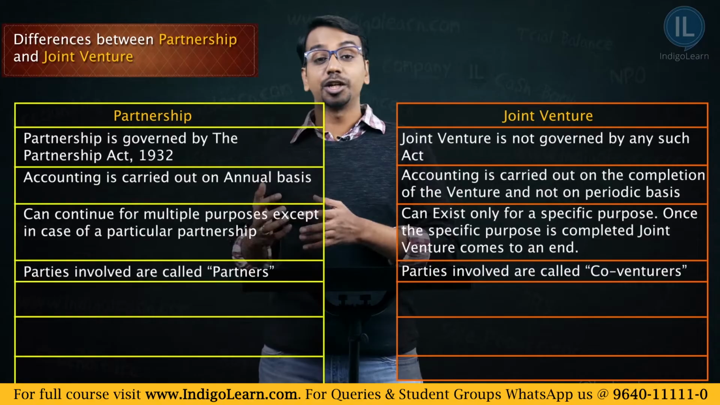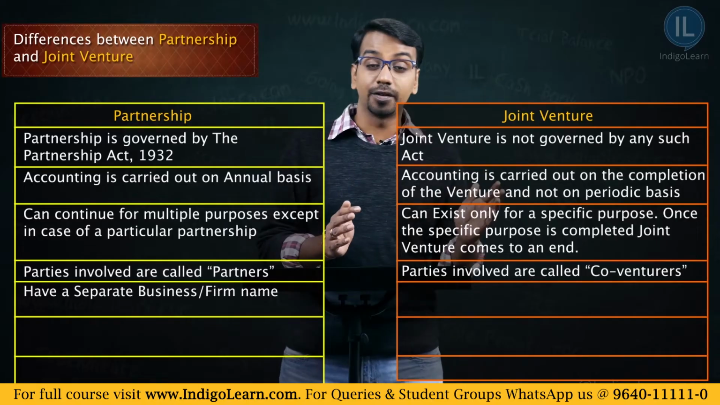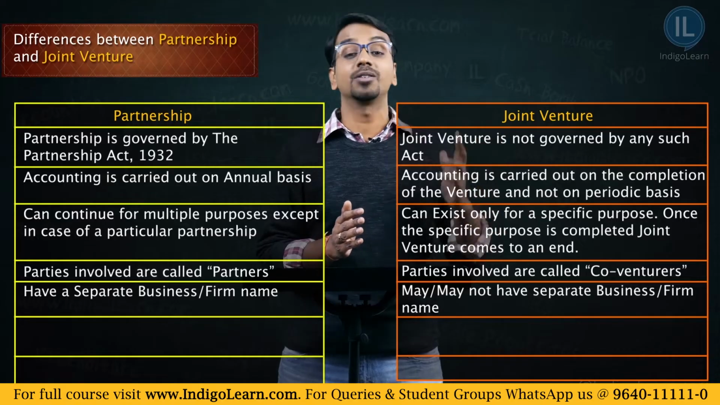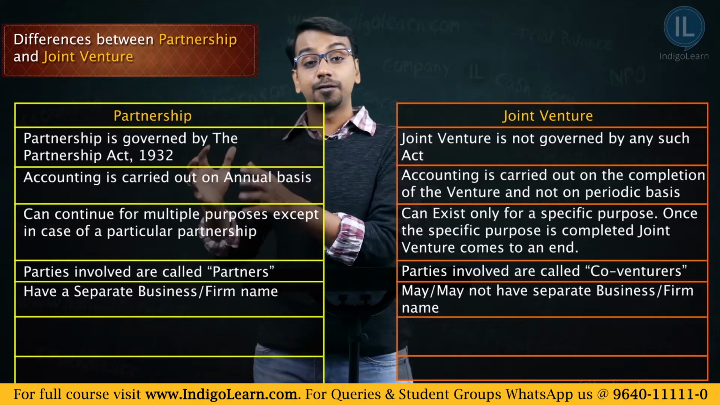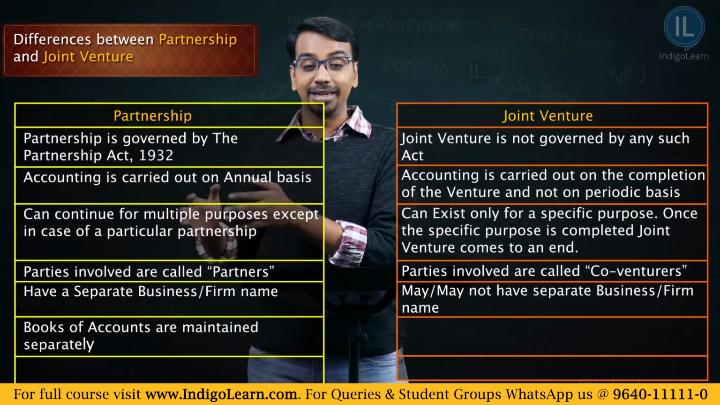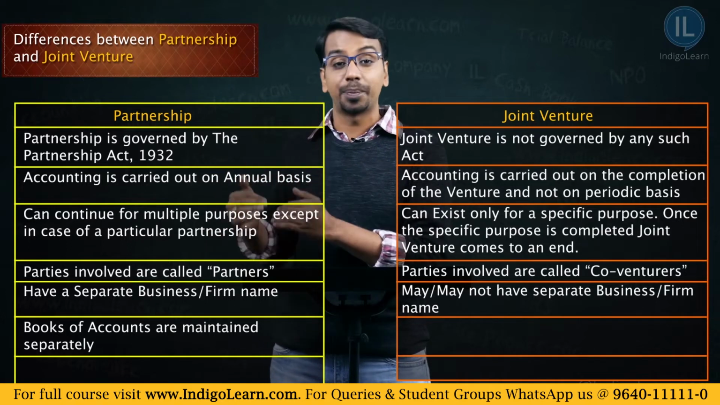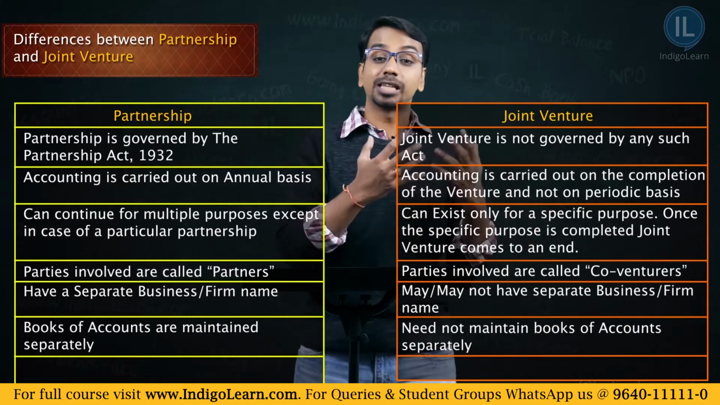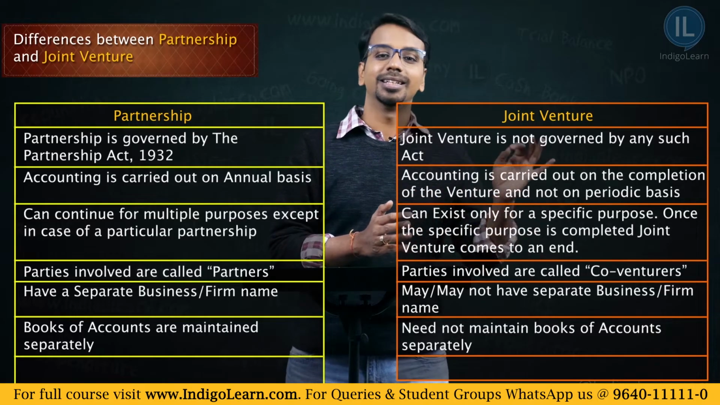When it comes to a partnership, generally you have a separate business name or a separate firm name. In case of a joint venture, you may have a firm name or you may have a separate venture name, or you need not have a separate venture name. That is also possible. When it comes to a partnership, because it's a separate firm, a separate business entity is created, and the books of accounts are maintained separately. So the partnership will have its own set of accounts, and the partners will have their respective accounts separately. But when it comes to a joint venture, it is not necessary that you have separate books of account. In some cases, the joint venture does not maintain accounts at all. Only the co-venturers will maintain the accounts.